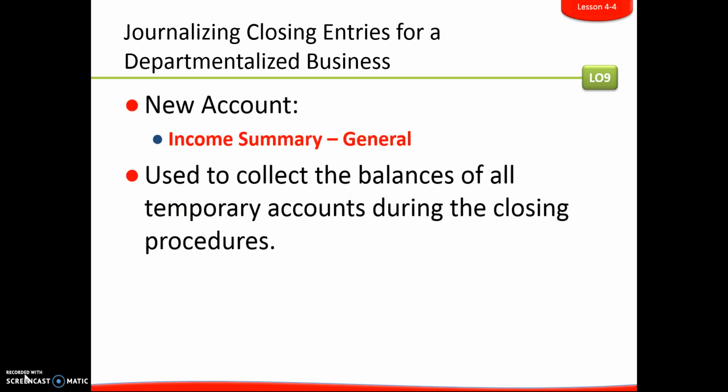The one different thing is that normally we've only ever had one income summary account, and we've only ever used it at the end of the fiscal period. But as you know, we have had income summary accounts for our different departments. So that means that in order to do our closing entries, we actually have to have an income summary that's just general. So that's our only new account, but it acts the same way as any other income summary account. It could have either a normal debit balance or a normal credit balance, depending on whether we have a net income or a net loss.